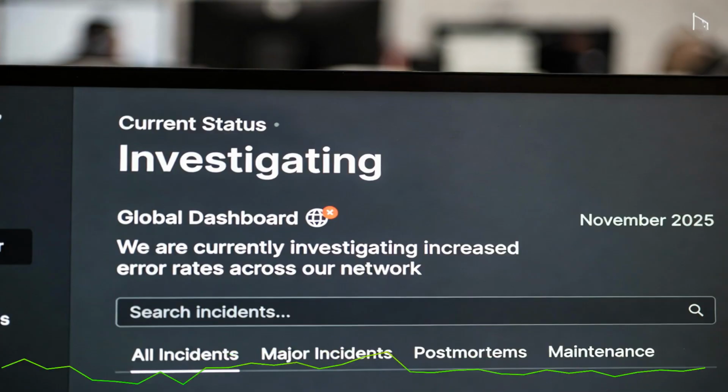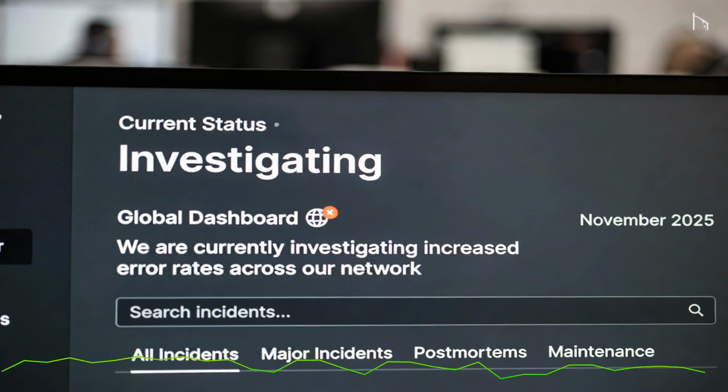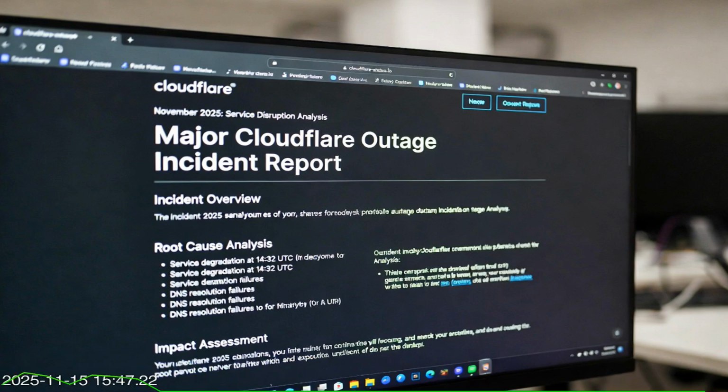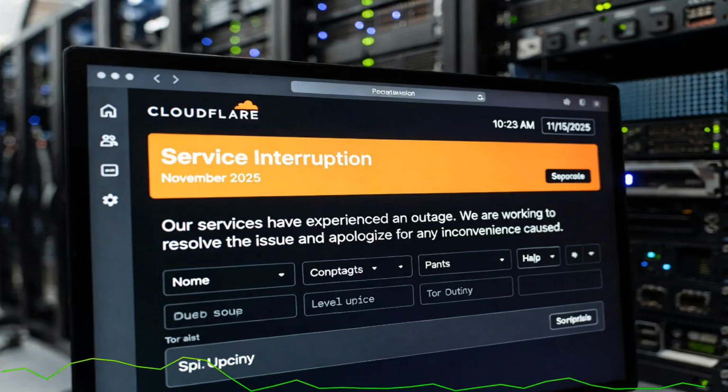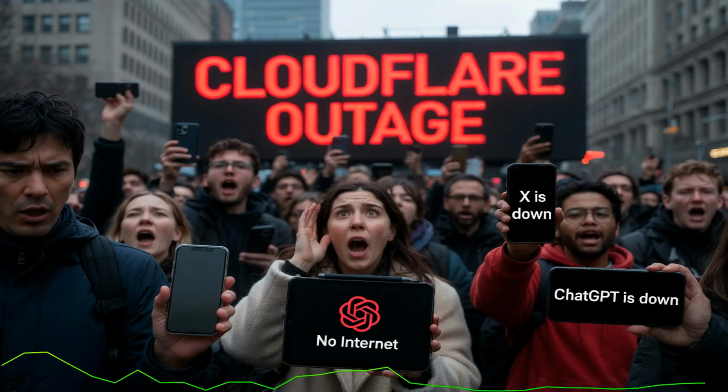Today, we aren't just reading the news, we are tearing apart the architecture. We are going to look at the difference between the control plane and the data plane. We're going to discuss the thundering herd problem in distributed databases, and we are going to analyze exactly how a routine software update turned into a global blackout.